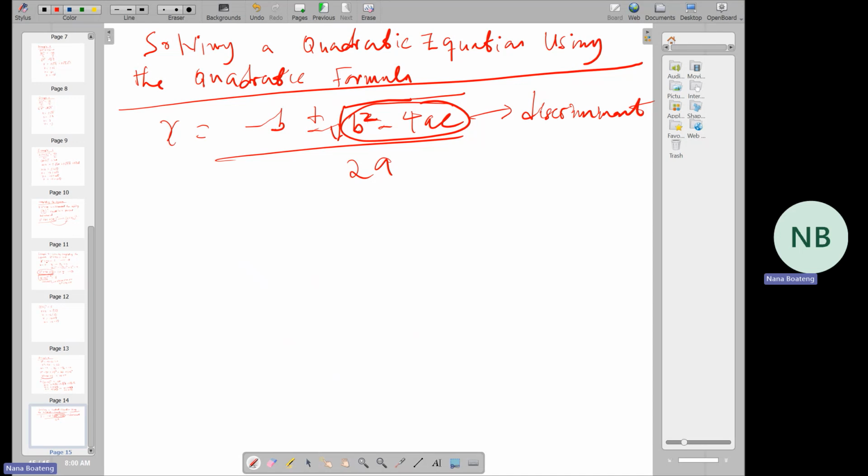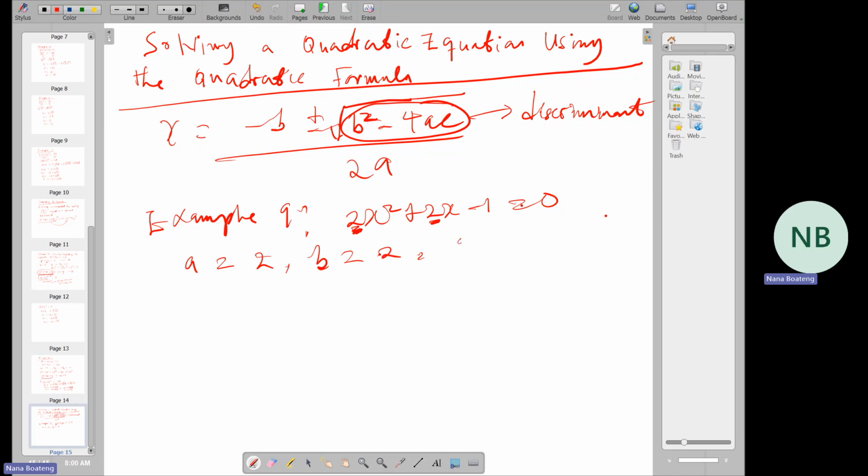All right, so let's try to use an example to explain this. Example 9. Solve by using the quadratic formula 2x squared plus 2x minus 1 is equal to 0. So we compare this to the standard form: a is equal to 2, b is also equal to 2, and our c is equal to -1. So we plug this into the formula.